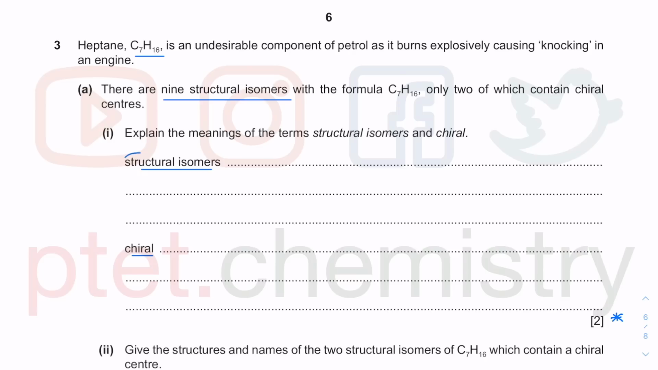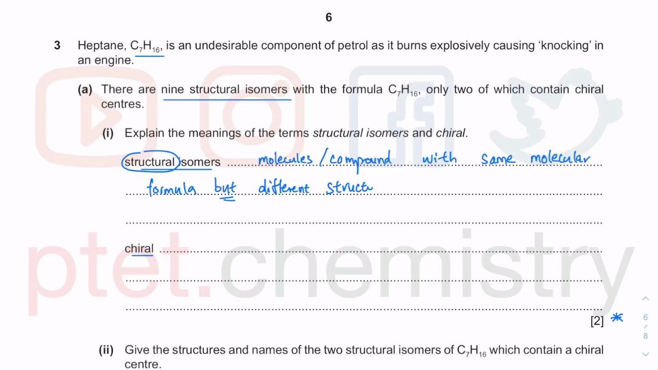So structural isomers, from the name itself, are molecules or compounds with the same molecular formula. That's the key thing. They must have the same molecular formula. So that means they have the same actual number of atoms in one single molecule. But what is different? Because of the name itself, they must have different structural formula. When you write out the structural formula, it looks different because they are structural isomers.